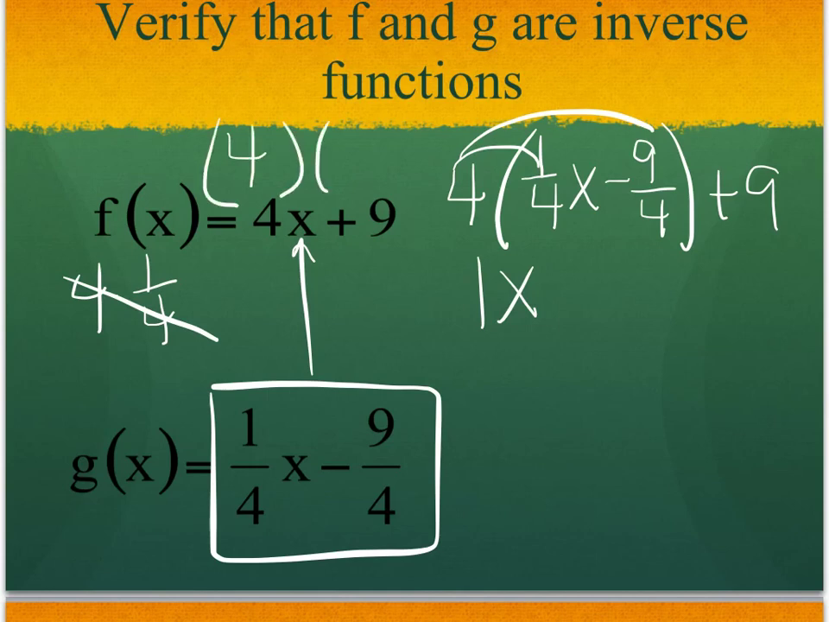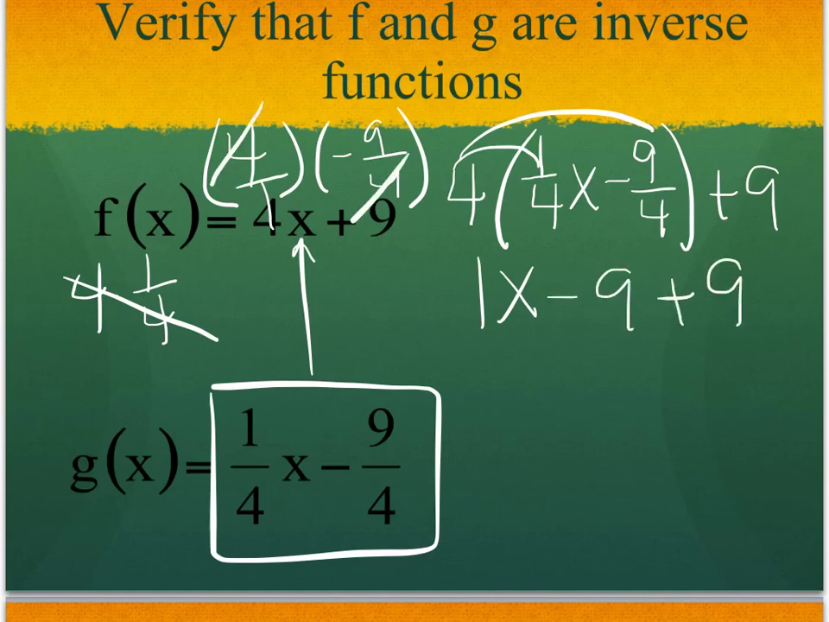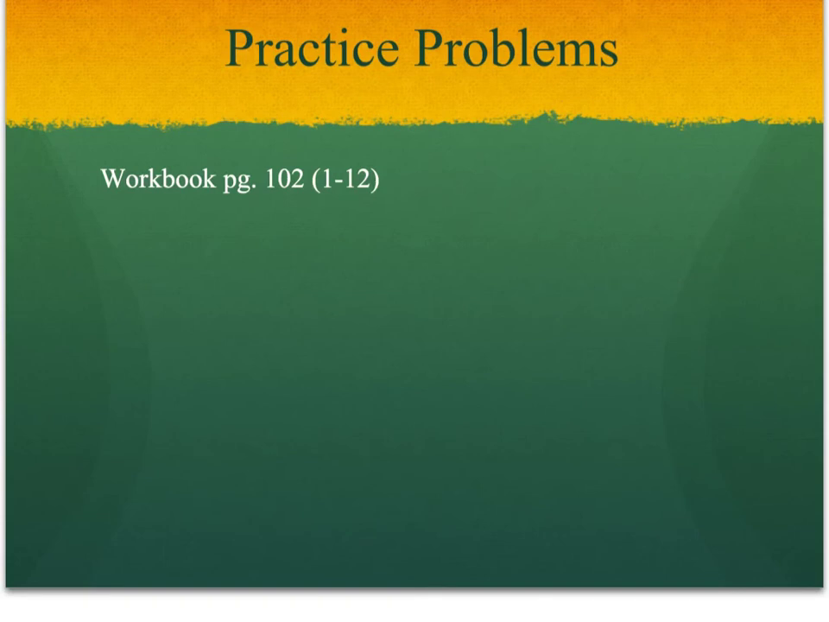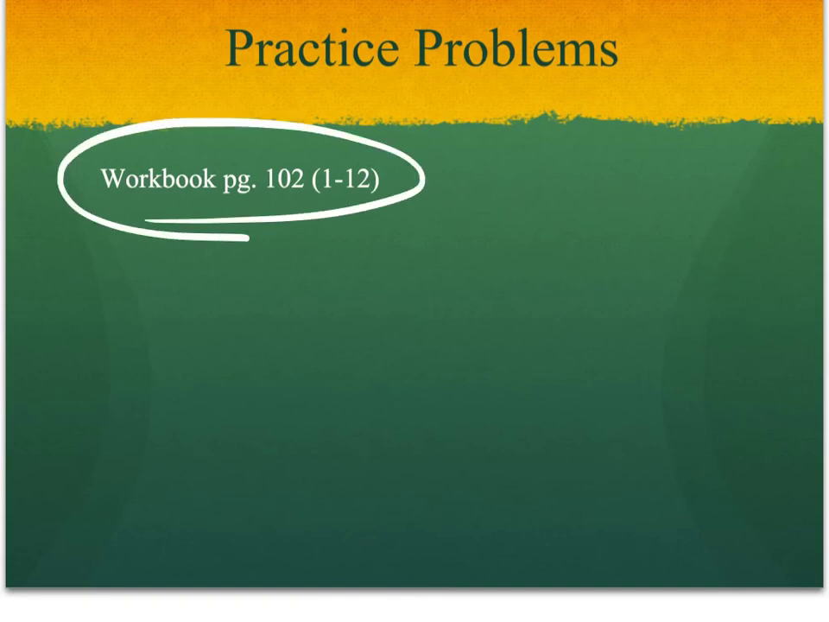4 times negative 9/4. That's the same as 4 over 1. The 4's cancel, and we end up with minus 9. Negative 9 and positive 9 is 0, so we end up with x. So definitely inverses. So here's a workbook page for you to practice some problems on.